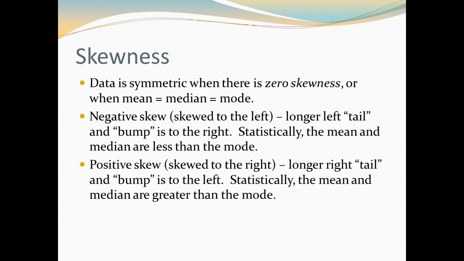Positive skew, when it's skewed to the right, means you have a longer tail to the right, and that your bump is to the left. Statistically speaking, of course, the mean and median are now greater than the mode.